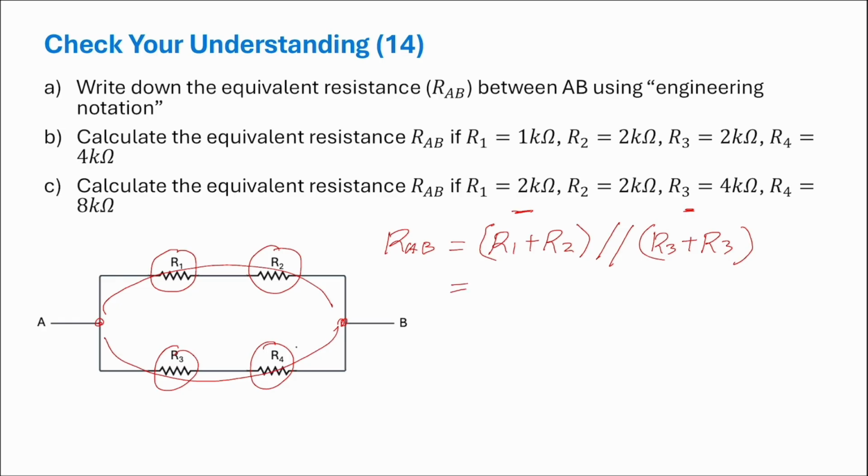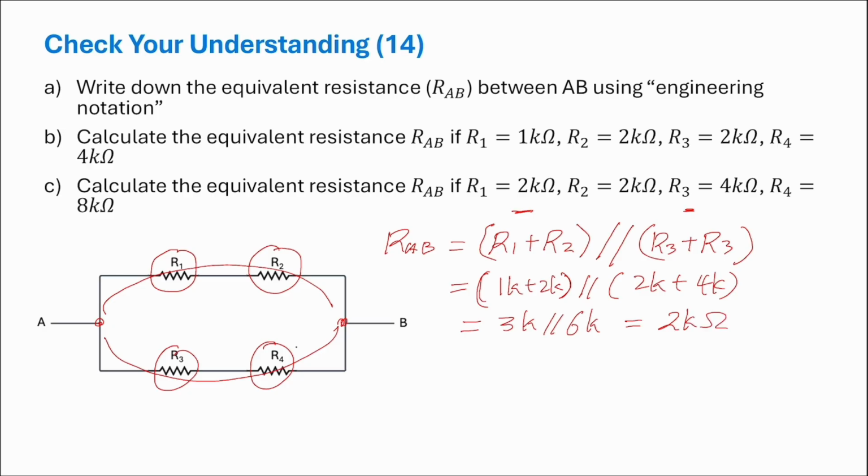So what we can do now is plug the value in: 1K plus 2K parallel 2K plus 4K. Remember, this is very important. Do the bracket first. So this is 3K parallel 6K, and the answer is 2K ohm.